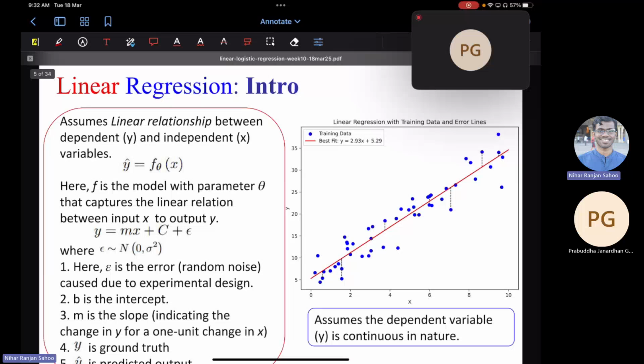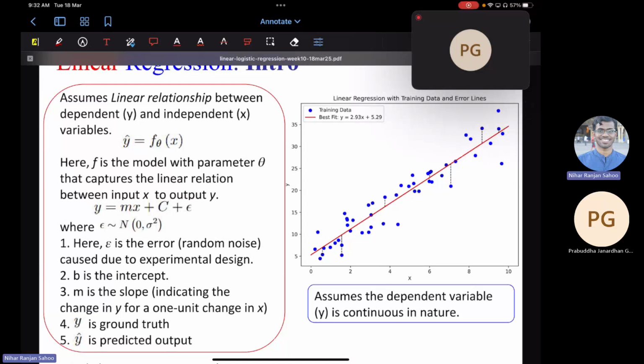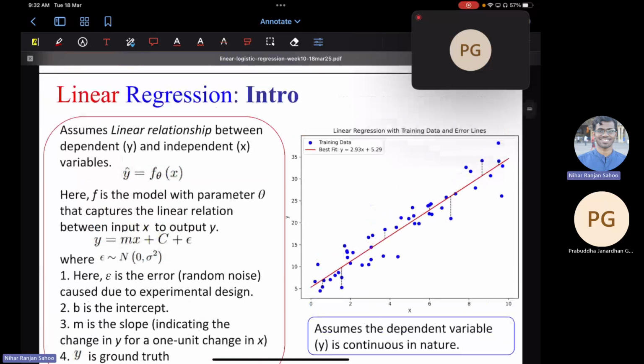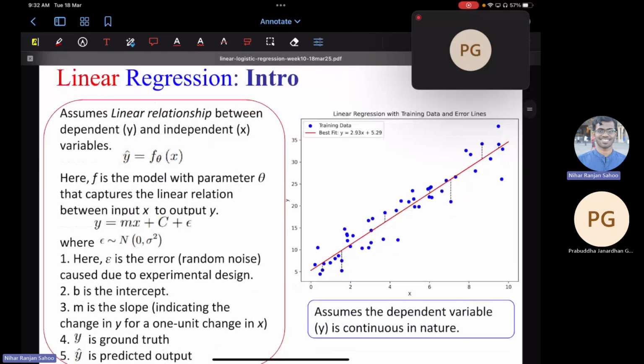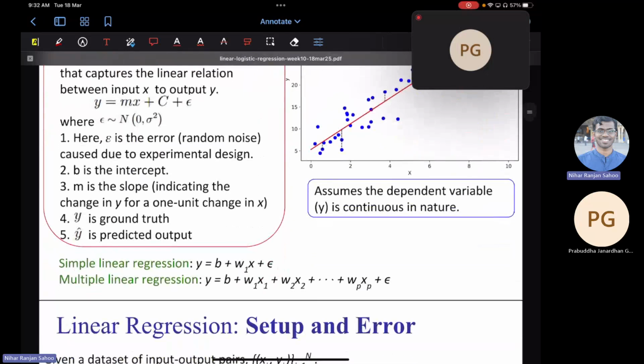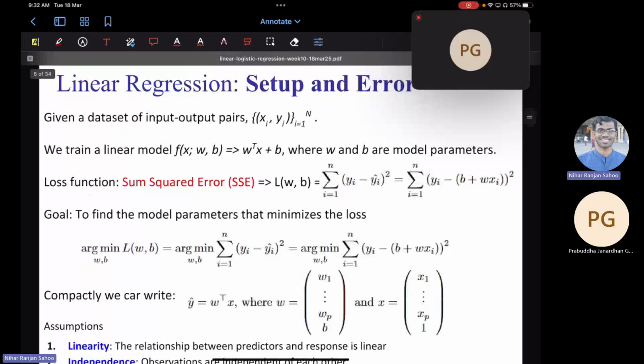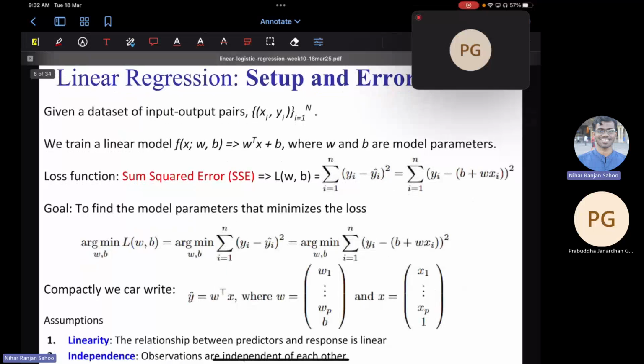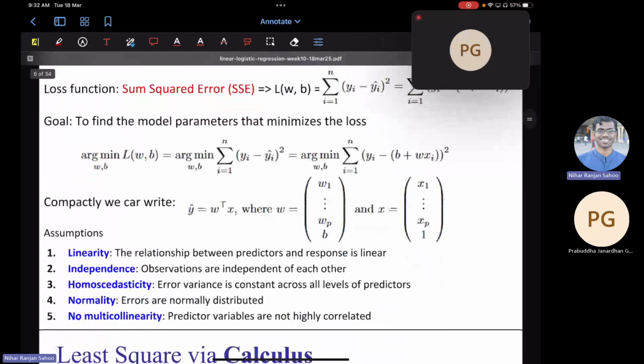Linear regression is, given an x data point, with a minute change in x, how much y is changing, and it assumes there is a linear relationship between x and y. X can be multidimensional or unidimensional. If it is unidimensional, it is simple linear regression. If it is multidimensional, it is multiple linear regression. Then we discussed the sum squared error, and the assumptions of linear regression.